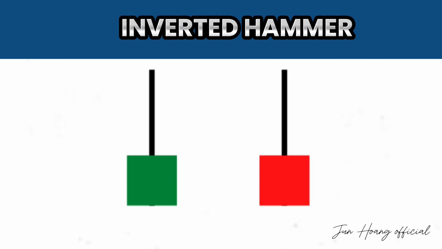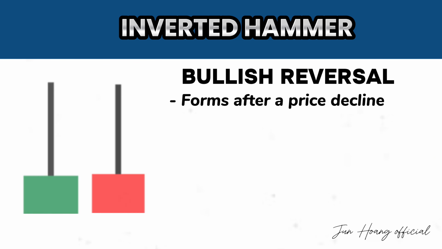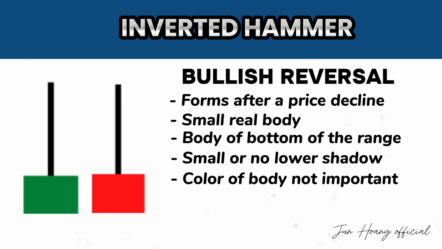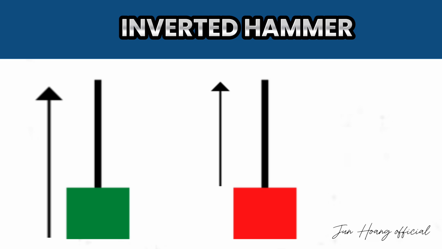The inverted hammer is another candlestick pattern commonly used in technical analysis to identify potential reversals in the price of a security. The inverted hammer has a small real body near the top of the trading range, with a long upper shadow and little to no lower shadow. This formation indicates that buyers initially pushed the price higher during the trading session, but by the end of the session, sellers were able to push the price back down, closing near or at the low of the day.